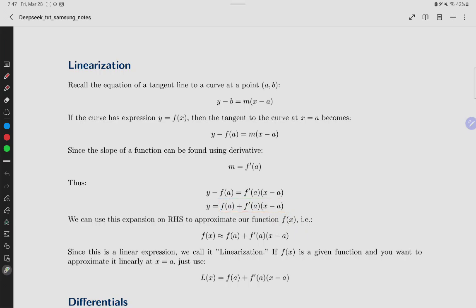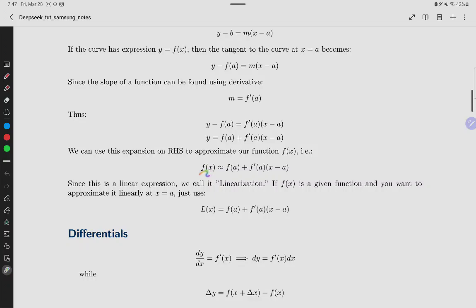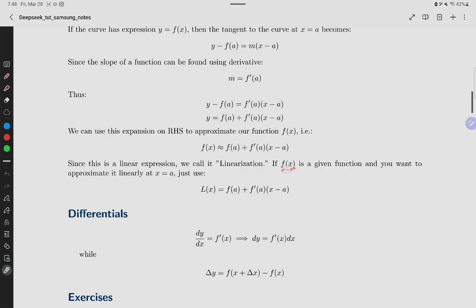In other words, we are actually approximating my function. It doesn't matter whichever the function is. It can be a radical function, it can be degree 4, 5, 6, or any function. We can approximate this function using this formula, and this is called linearization, because the right-hand side expression is a linear expression. So if you are given a function f of x and you want to approximate it linearly at a given point x equals a, you will just use this formula.